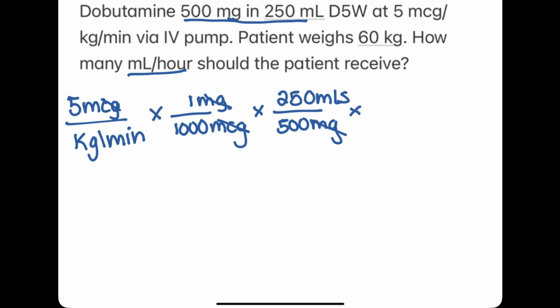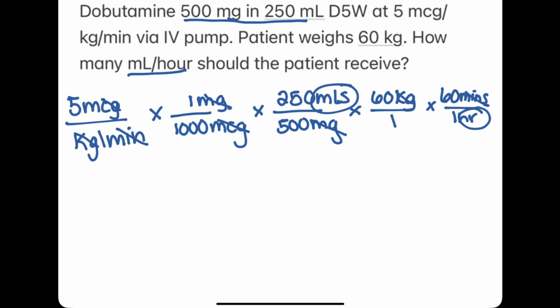So we need kgs to cancel out. And the good thing about this question, the patient's weight is already in kgs. So we'll just do 60 kgs over 1. And our kgs will be canceled out. And then we're left with mLs per minute. But our answer needs to be in mLs per hour. So we know that 60 minutes is 1 hour. So minutes then cancel out, and you're left with mLs per hour. You're going to multiply straight across, then divide, and you should get 9 mLs per hour.